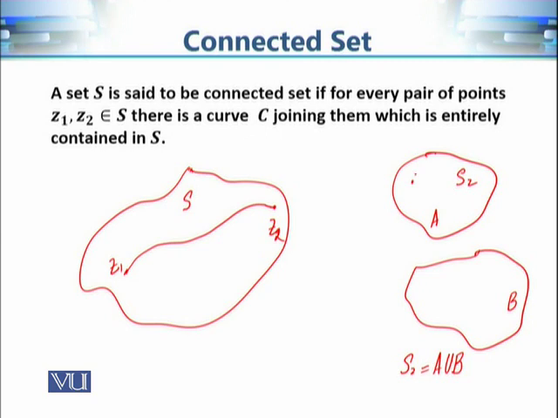So let's choose a point Z1 in the component A and a point Z2 in the component B. Now there is a curve in the complex plane joining Z1 and Z2, but this curve is not entirely contained in the set S2. So we can say that the set S2 is not a connected set.